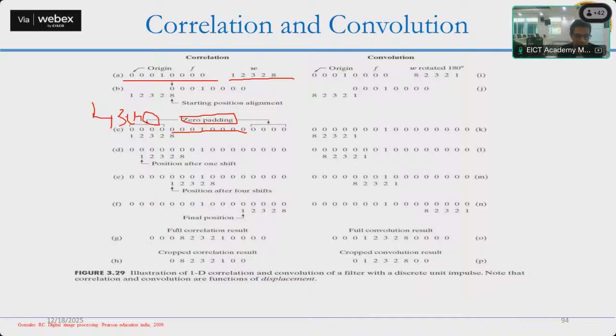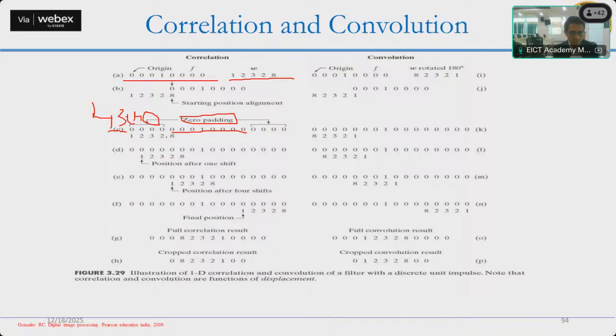How do we calculate the result here? We calculate the result basically by calculating these values. We see the first position, the initial position. This is the one in the C. What is happening here in the C? We are multiplying here: 1, 2, 3, 2, 8. We are directly multiplying and summing. So what value is coming?